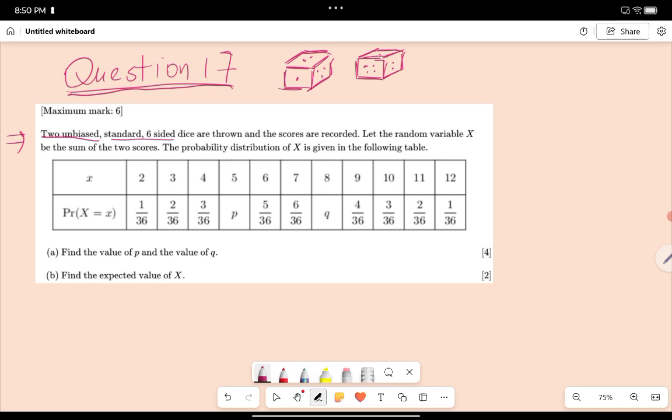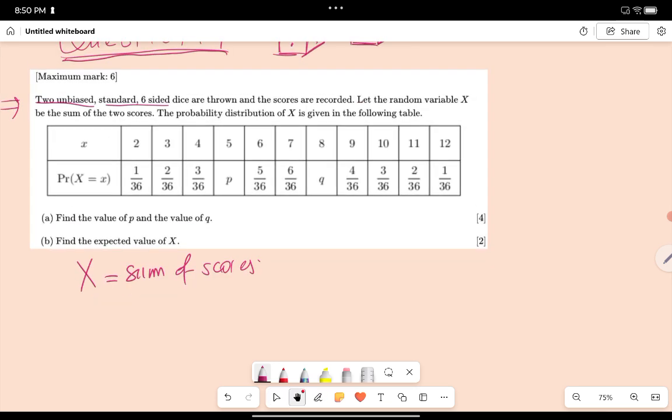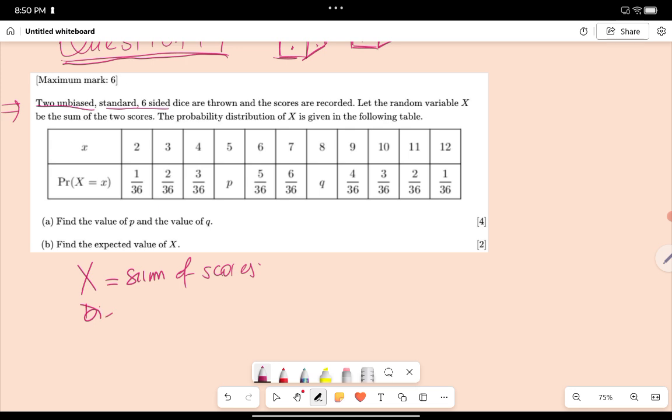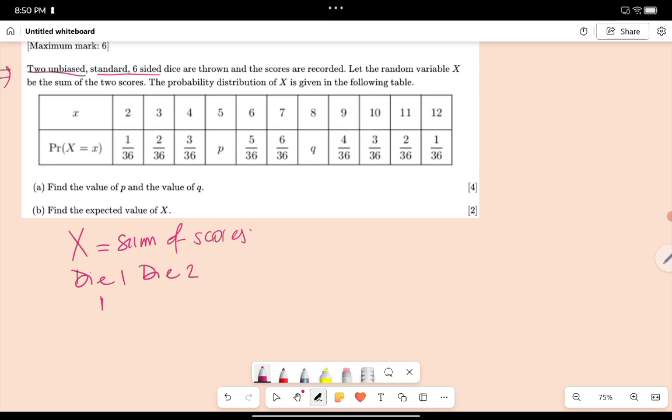Let the random variable x be the sum of the two scores. So x is the sum of scores. We basically have the first die and the second die, so die 1 and die 2. For example, if we throw 1 with die 1 and 6 with die 2, we will have score 7. If we have 2 and 3, we will have 5. It works like that.